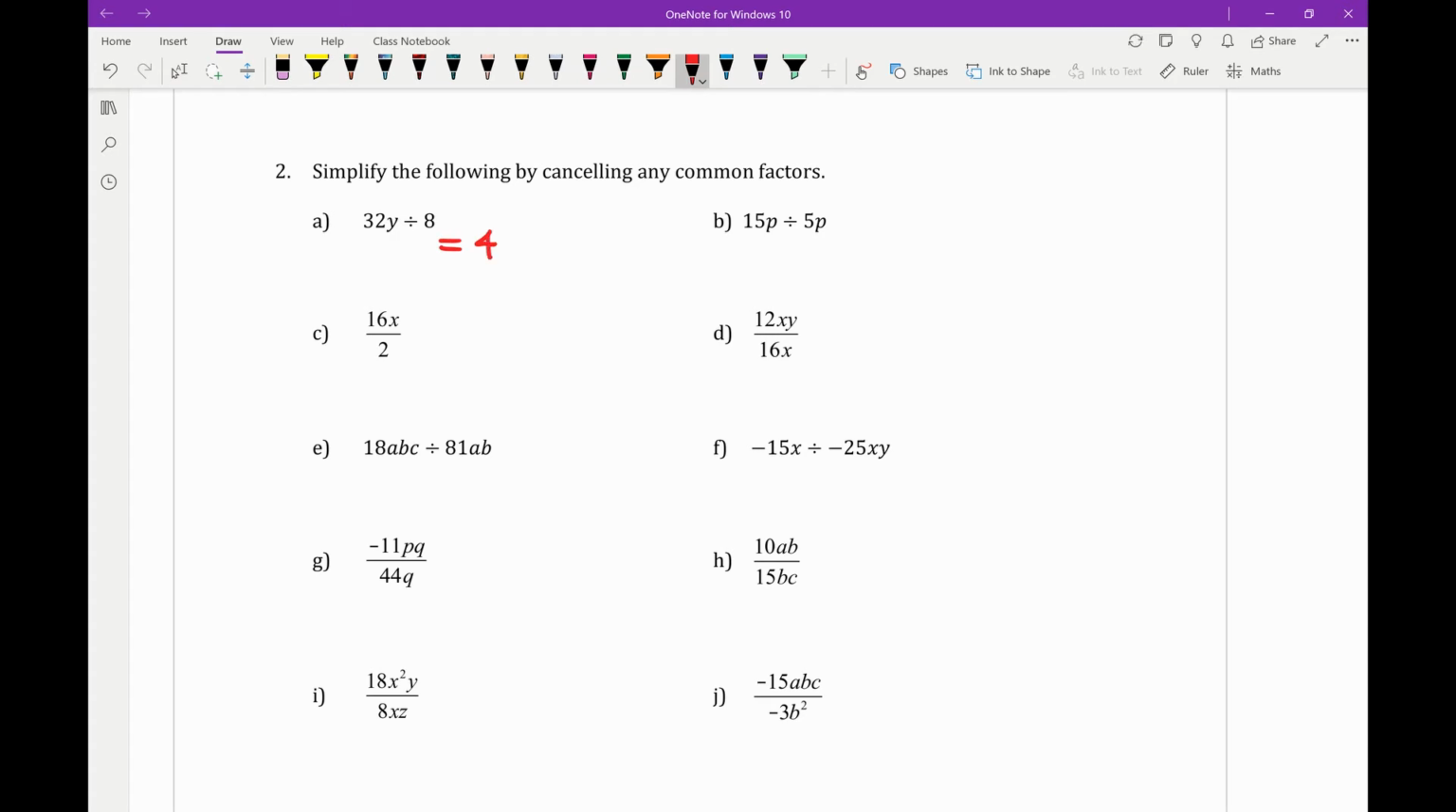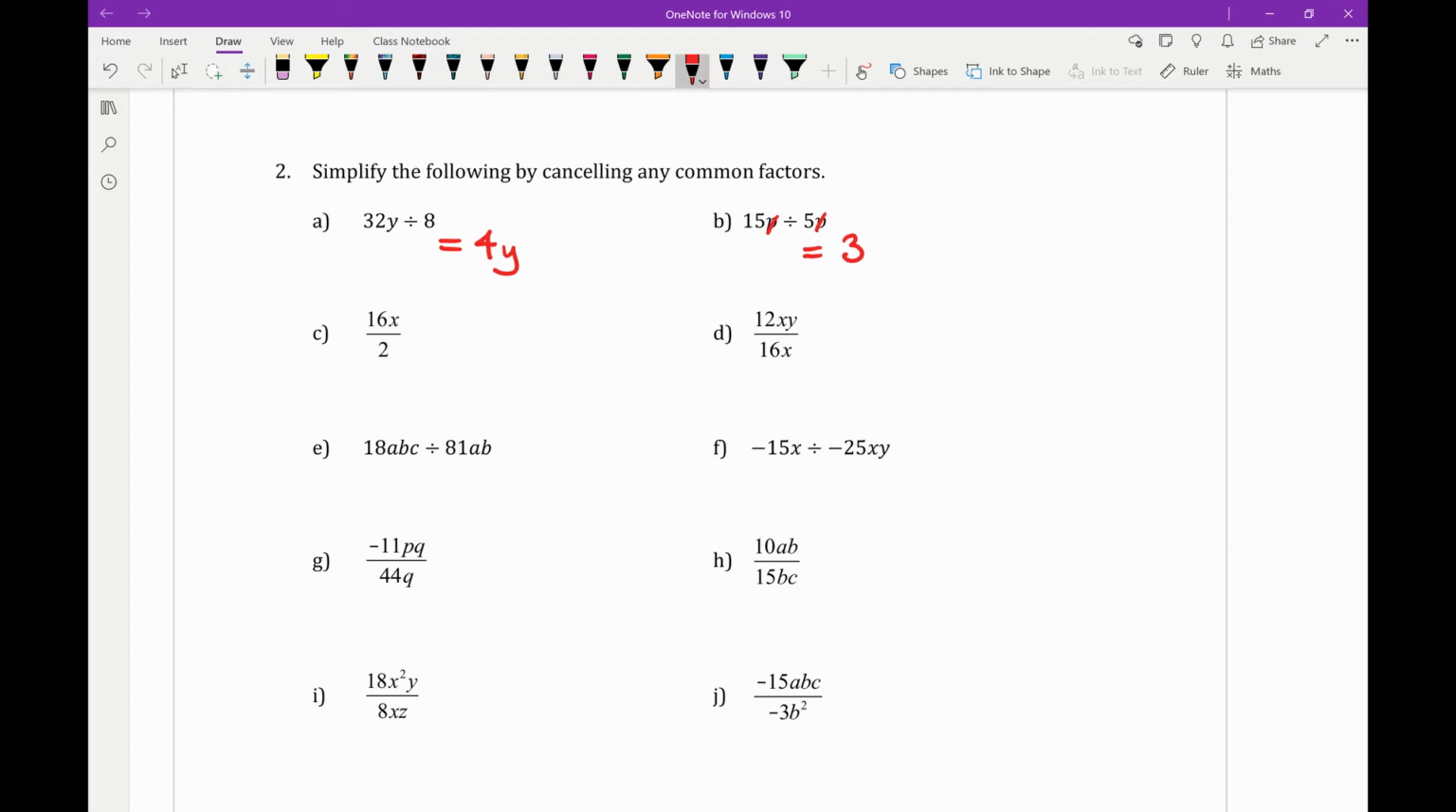Now the only letter there was a y, so there's no building up or cancelling off, so it's just 4y. In B, however, we can divide the numbers. 15 divided by 5 is 3, but when you have p divided by p, if we were multiplying, that would become p squared. But when you're dividing, p divided by p actually cancels off, so 3 is all that is left.